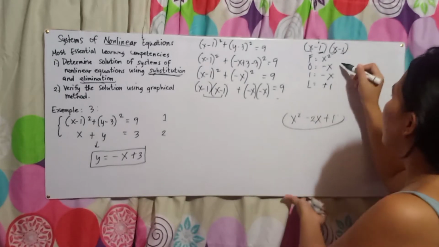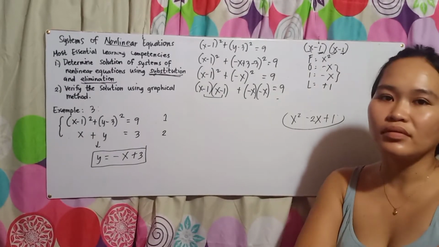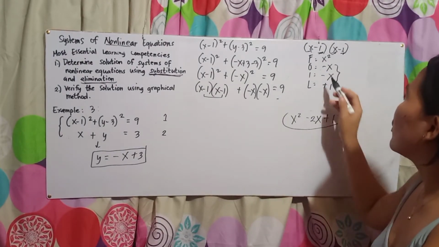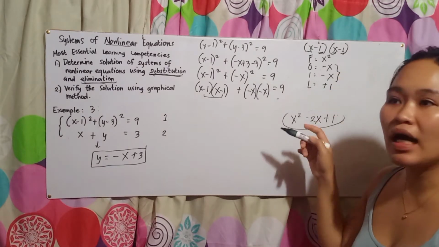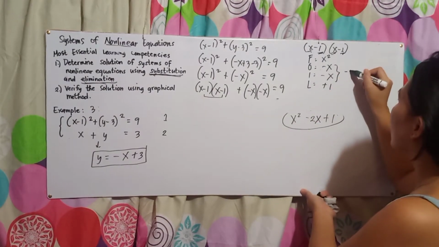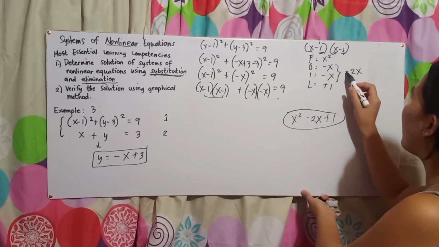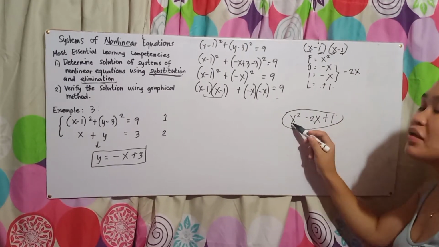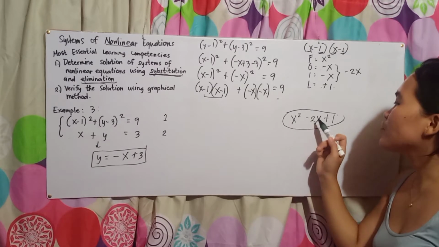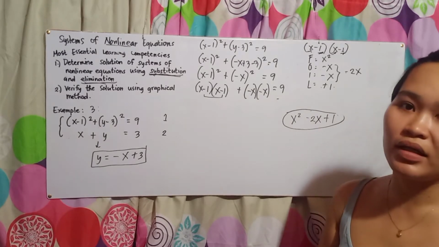Since these two are like terms with the same sign, we add them. So, negative 2x. The answer is x squared minus 2x plus 1. It is the same as earlier: x squared minus 2x plus 1.